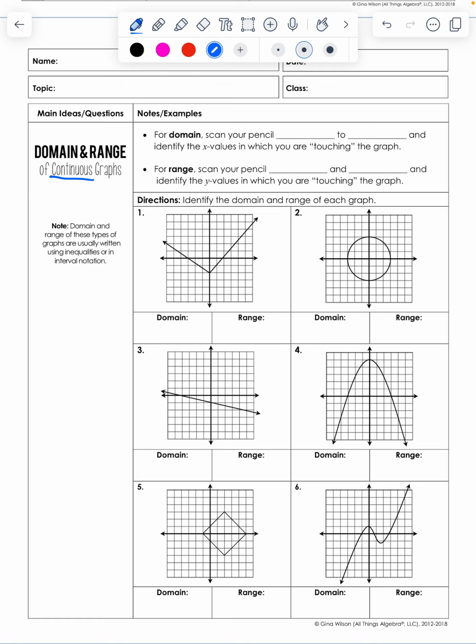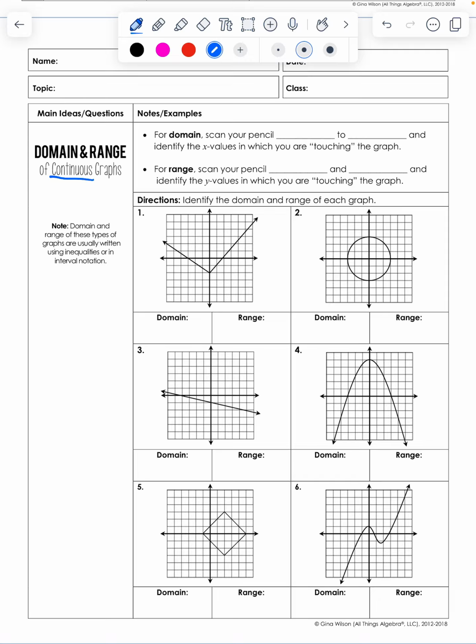When we're trying to find the domain and range of continuous graphs, we cannot list them like we did previously. I repeat, we cannot list the domain numbers and the range numbers because it continues on. There's always going to be numbers in between because there's a line connecting them. So because of that, we're not going to be able to do it the same way we did previously.